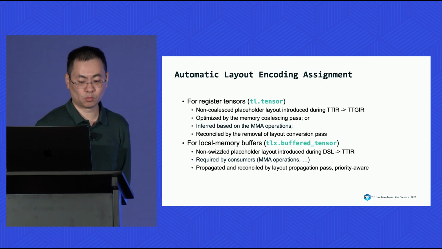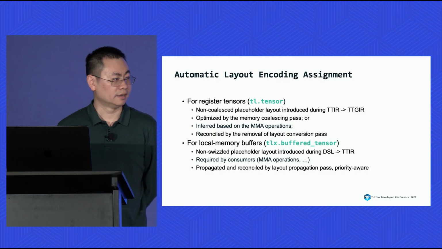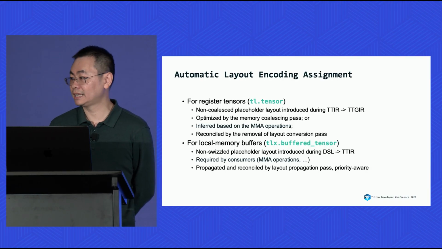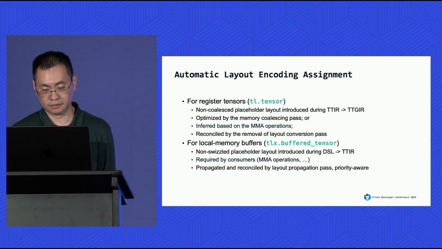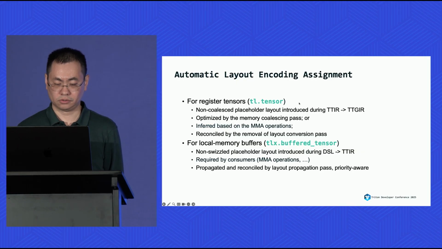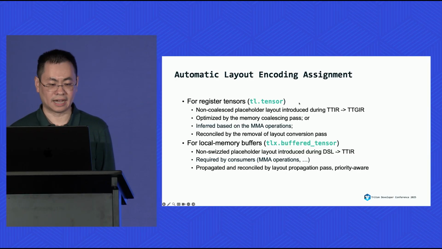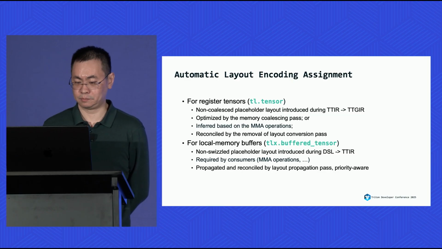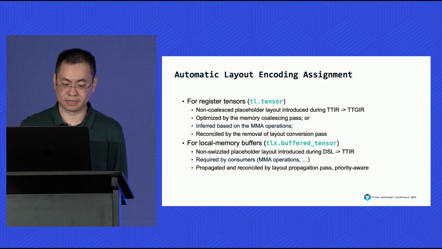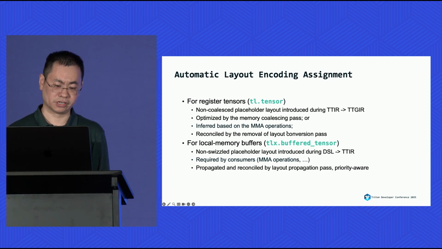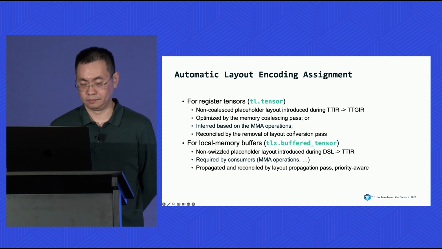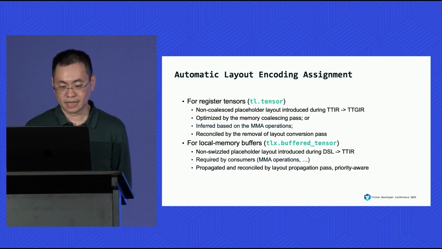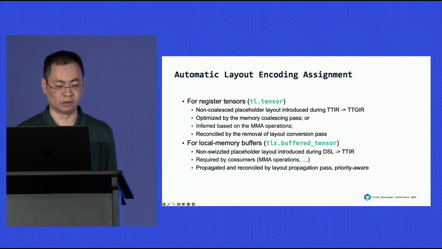So one detail you may wonder about is layout encoding. Triton users never need to manipulate layout encoding explicitly. This is all done by the compiler automatically. And how this works is, regular Triton symbols, we treat them as registers. They have register semantics, and their encoding is influenced by the compiler and comes from existing processes like memory coalescing and MMA operation shape inference. But on top, we are introducing buffer tensors, right? That models shared memory or local memory. And the encoding for that is also handled automatically by the compiler.